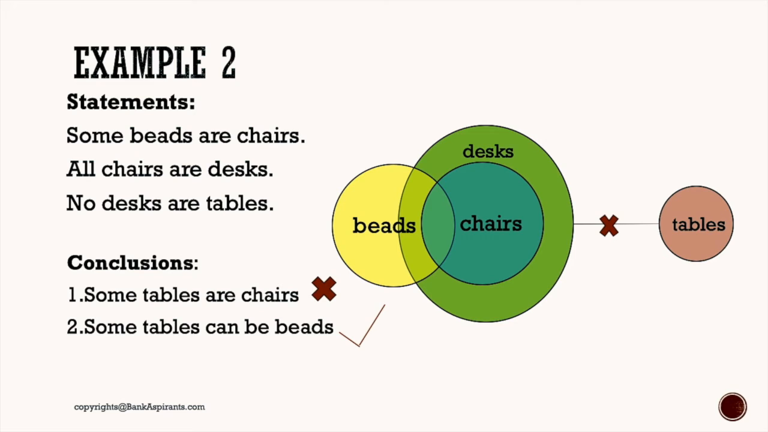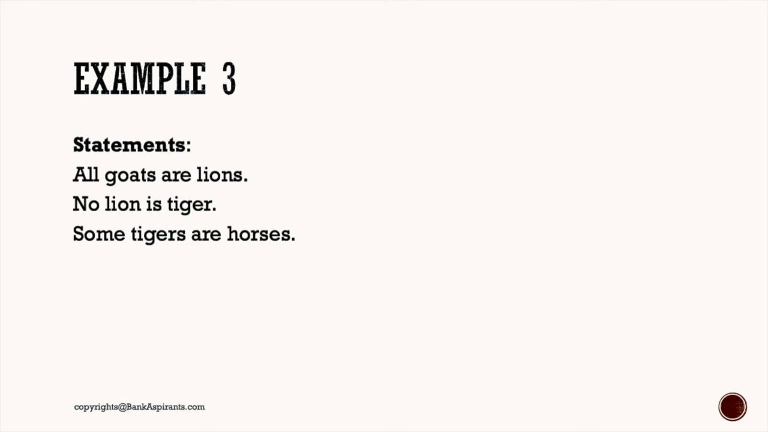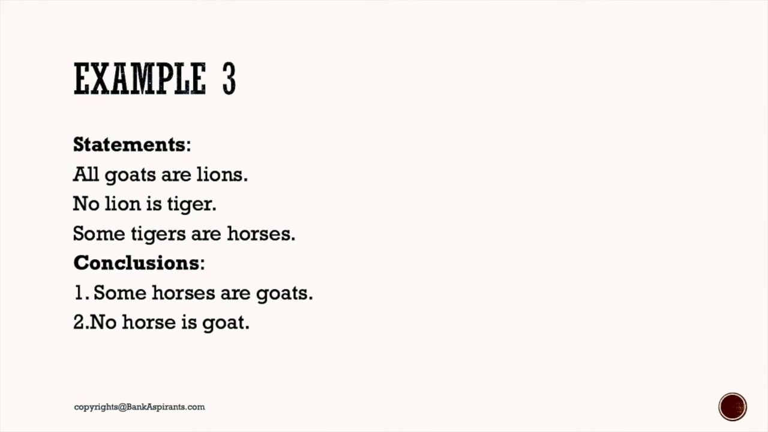Yes. So are you all clear with this example 2? Okay, let's go to example number 3. All goats are lions, no lion is tiger, and some tigers are horses. The conclusions given are some horses are goats and no horse is goat. So this type of conclusion also we have to know.